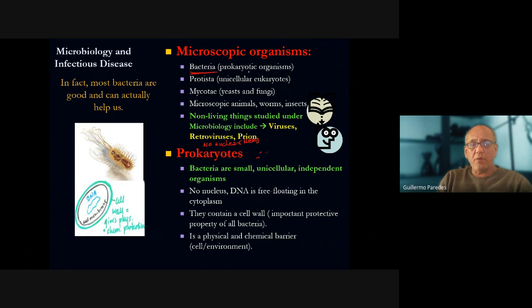We have bacteria, which is a prokaryote. Eukaryotes are protists, and we just call ours normal cells. Mycotae means yeast and fungi. For example, when you have a bacterial infection, the only thing that can stop that or cure the disease is an antibiotic.